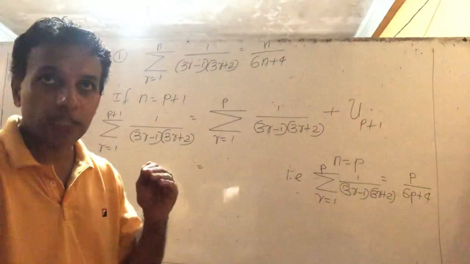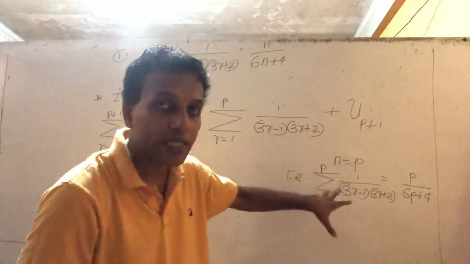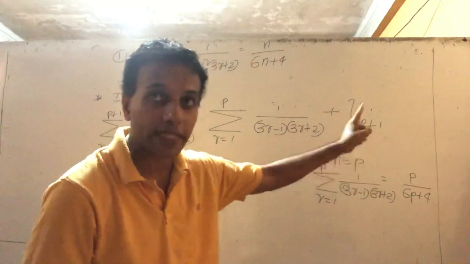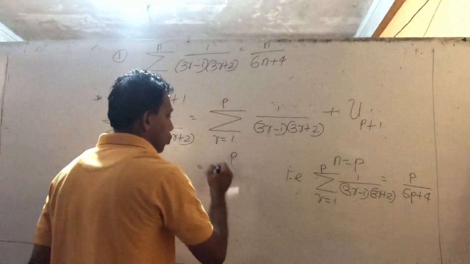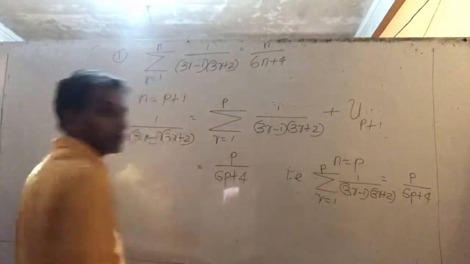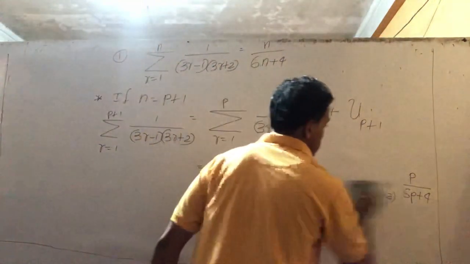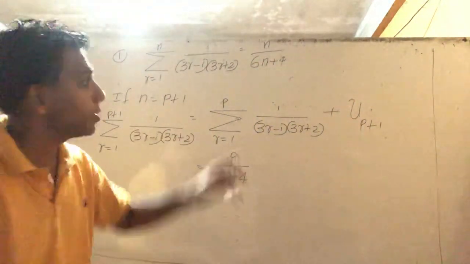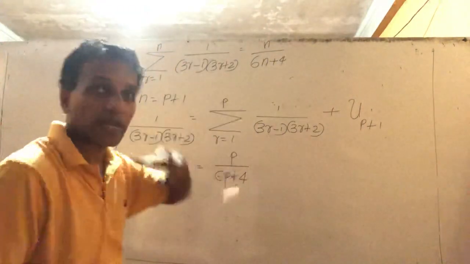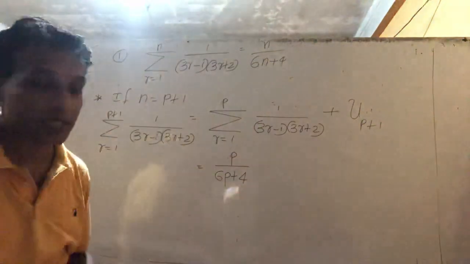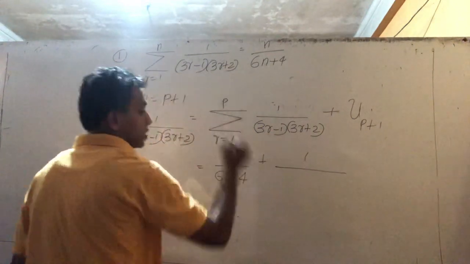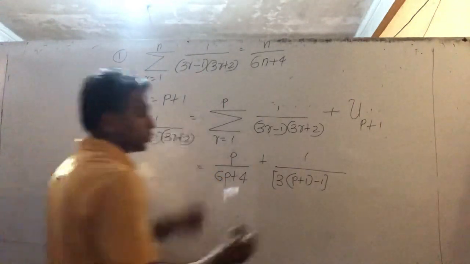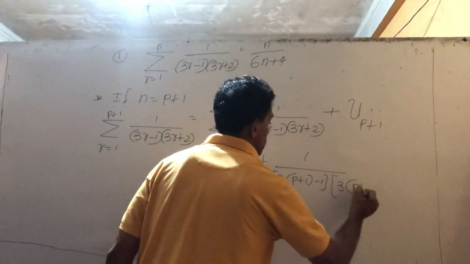So wherever you use n equal p plus 1, you need to substitute the assumption answer here. For r equal 1 to p, the summation we assumed is p over 6p plus 4. We write that p over 6p plus 4, plus u sub p plus 1. So what is the p plus 1th term here? For the first term, put r equal 1; for the second term, put r equal 2; for the 10th term, put r equal 10. Like that, for the p plus 1th term, put r equal p plus 1: 1 over (3 times (p plus 1) minus 1) into (3 times (p plus 1) plus 2).